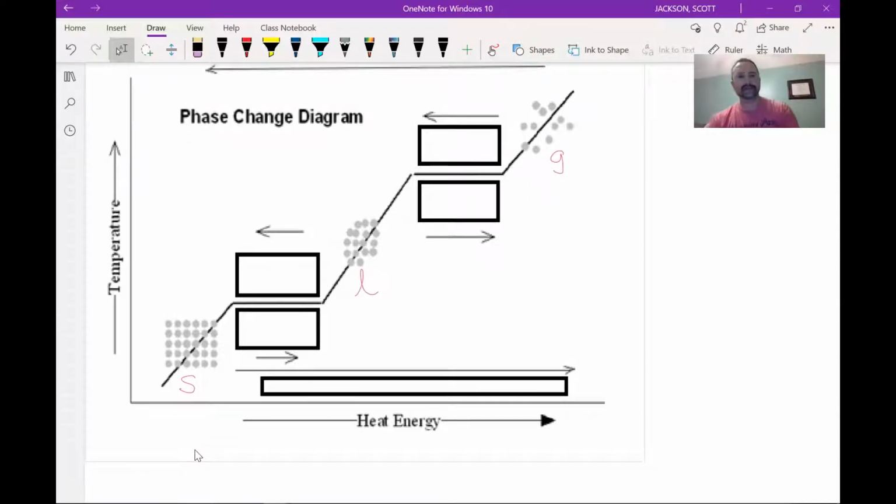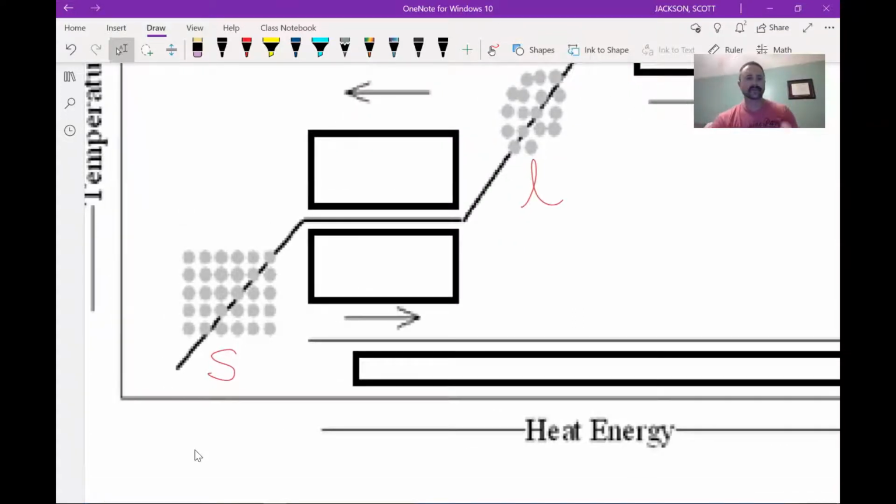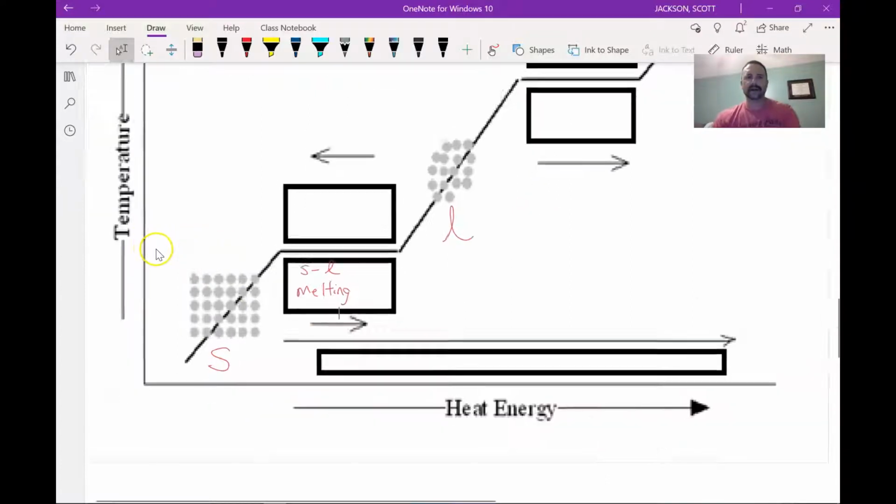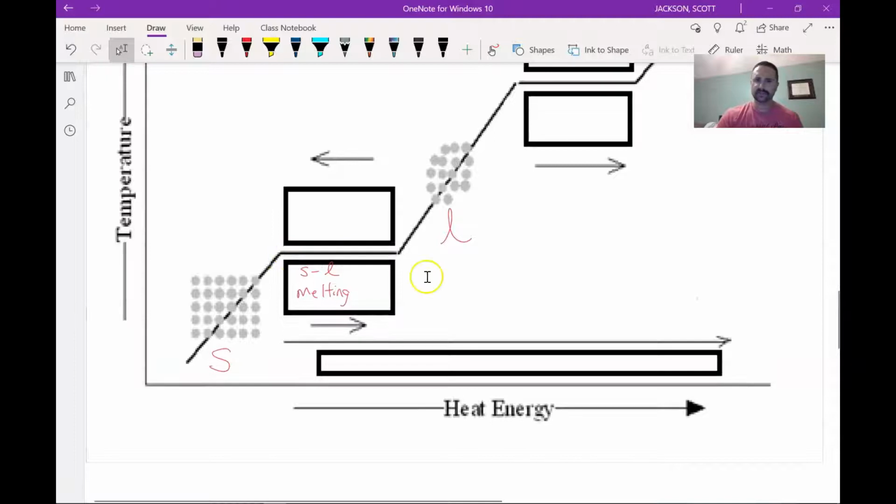So here, I'm going to zoom in on this a little bit. I go from solid to a liquid, so this change in state is solid to liquid. And you should know that if I go from solid to liquid, that is called melting. Now there are some really interesting things going on when you see this. Here I'm heating something the entire time, but what do you notice over here about the temperature? The temperature stays constant. Okay?